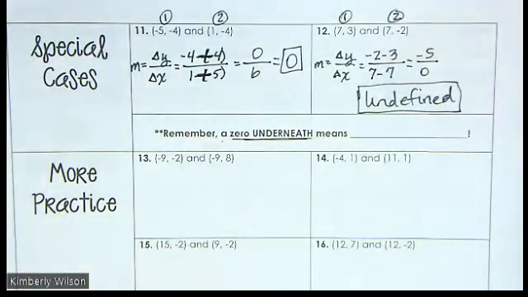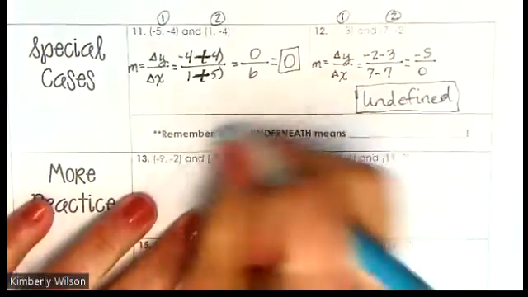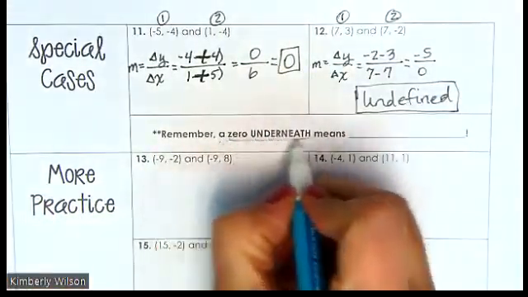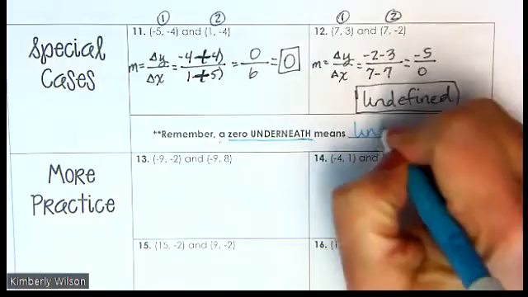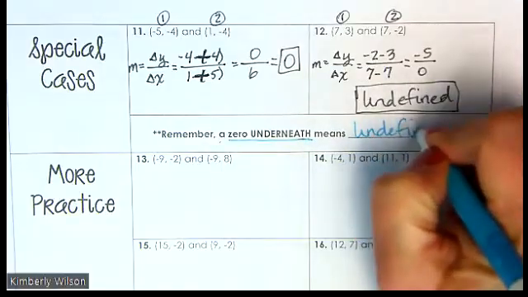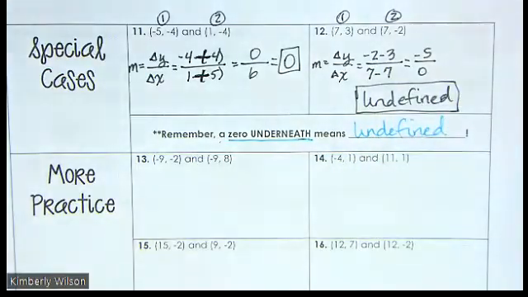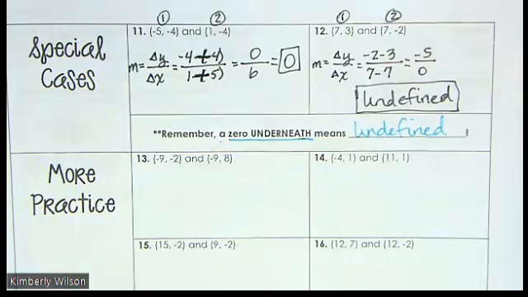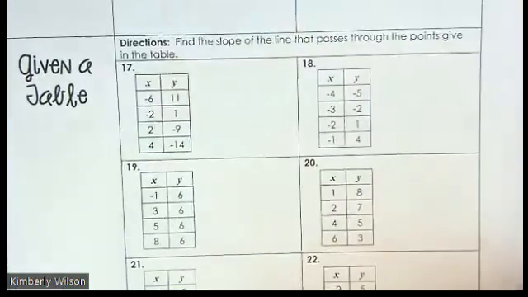Okay, so remember 0 underneath is undefined. Okay, now we're going to go down and do it from a table. Okay, I find that easier sometimes than actually the 2 points.